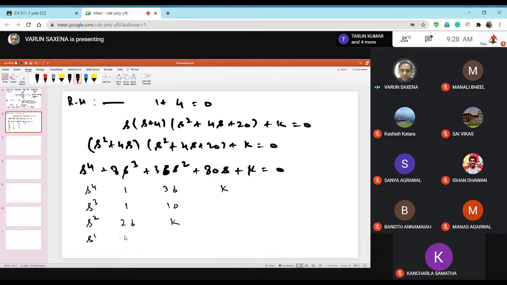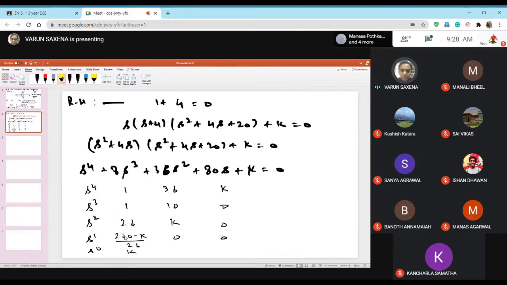So this becomes (260 minus K) divided by 26, right? And nothing really comes here. Let's just put zeros. Okay. And then over here, S to the power 0, you're basically getting K. Okay, so this is what it is.